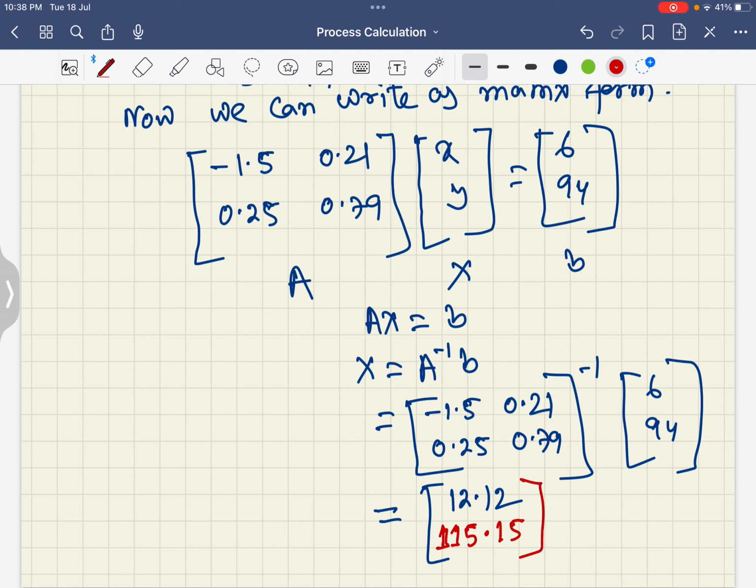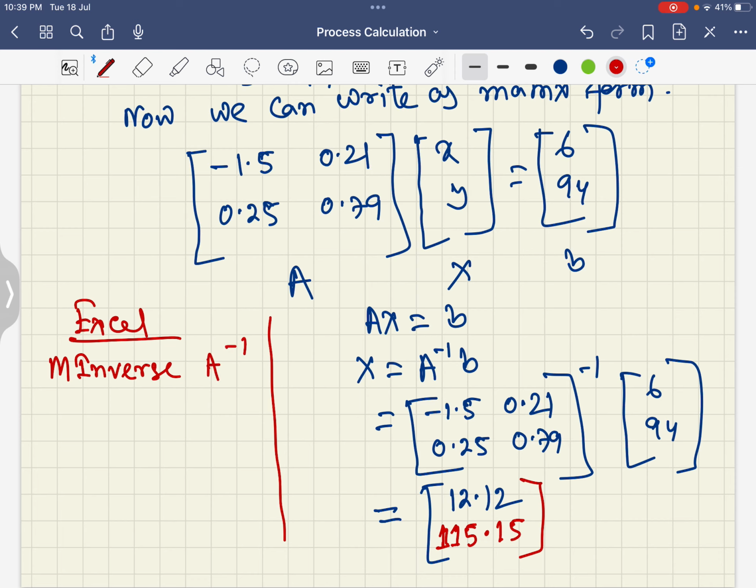Okay, for Excel we can use Excel. First write the A matrix and B matrix, use MINVERSE to calculate A inverse, and then MMULT, so that is A inverse into B.